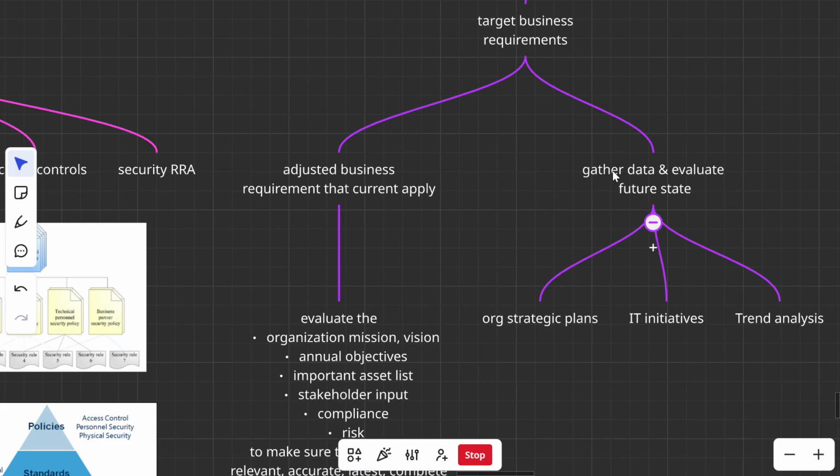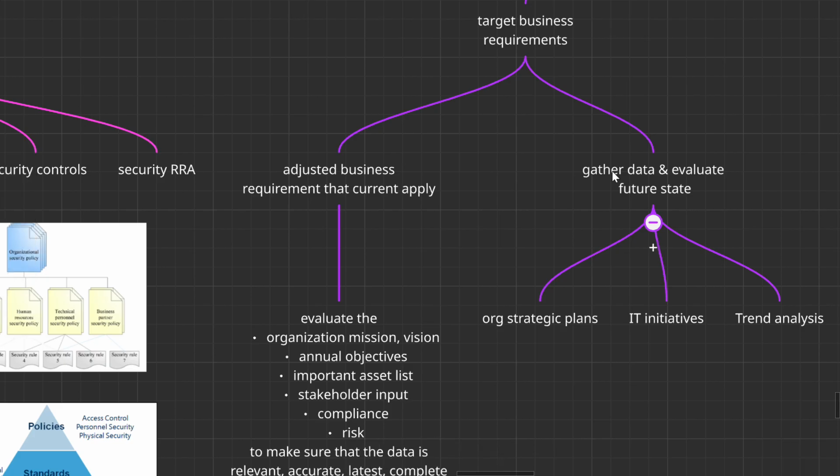What you can also do is gather new data. And when I say gather new data, what I mean is businesses have strategic plans. Sometimes organizations have strategic plans. They're saying, all right, this is what we're going to do in 5 years, in 3 years. This is what we think we're going to do. They have IT initiatives. They're saying, all right, we're going to do cloud, we're going to do AI. So they have those initiatives.